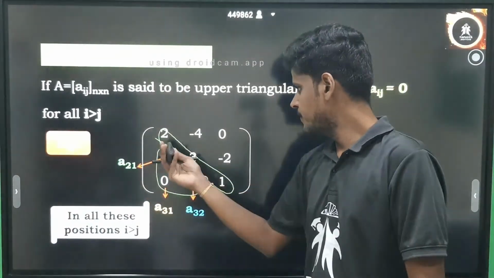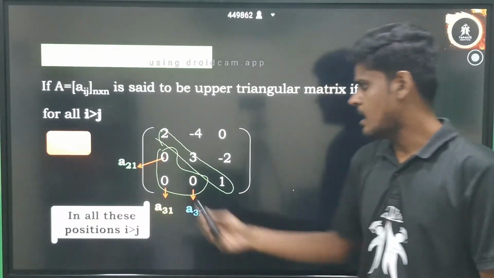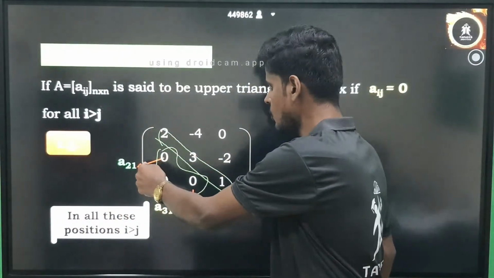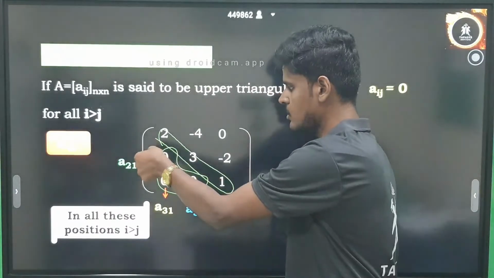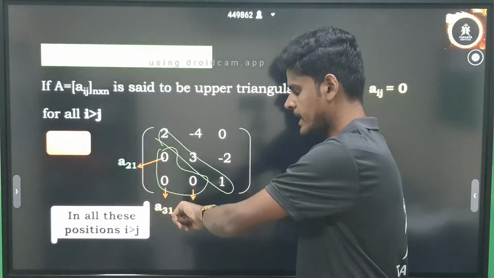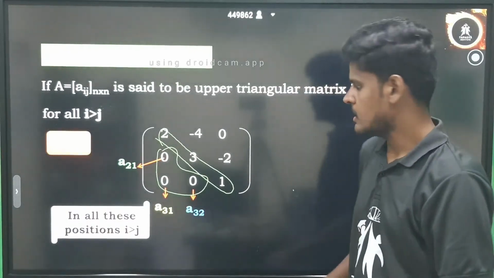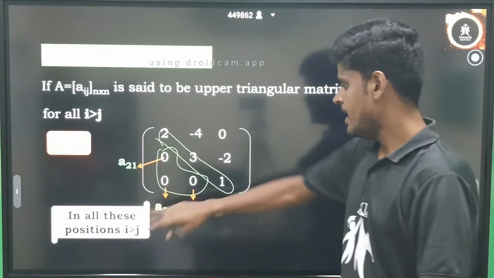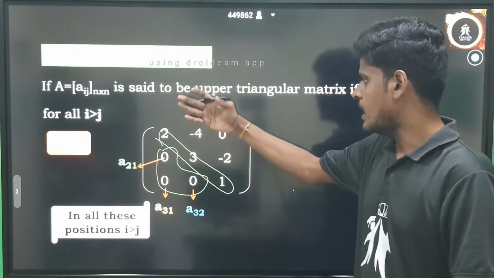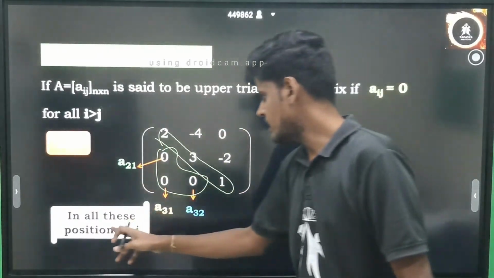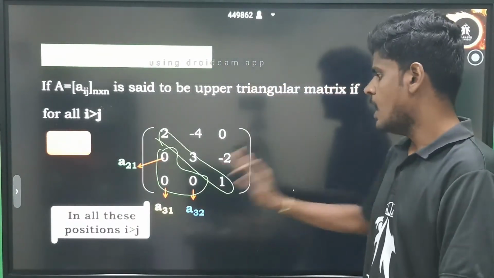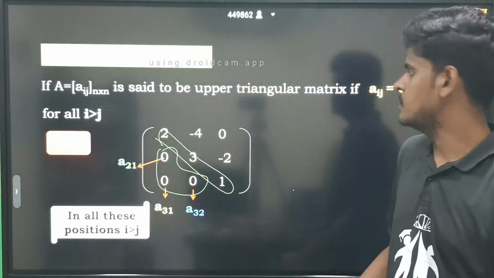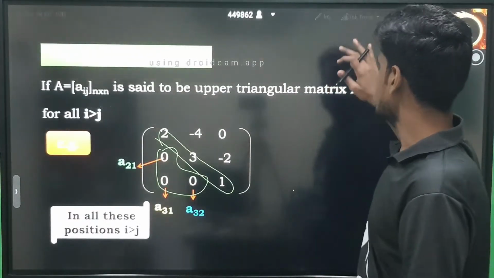Here all the elements below the diagonal become 0. That is all the positions where i is greater than j. What is i? Row number. This is 2,1. 1 is less than 2. 3,1, again 3 greater than 1. 3 greater than 2. This type of representation, i greater than j, denotes all the elements below the diagonal. i less than j gives all the elements above the diagonal. Either in all the positions where i is greater than j it becomes 0, or where i is less than j, that is above the diagonal, this region becomes 0. Then this matrix is called a triangular matrix.